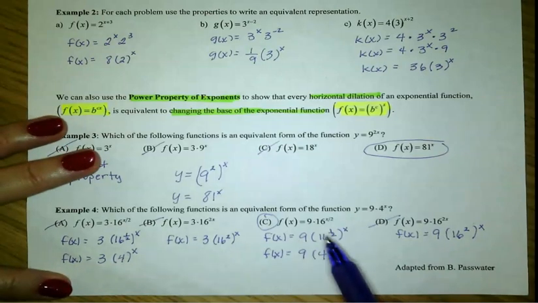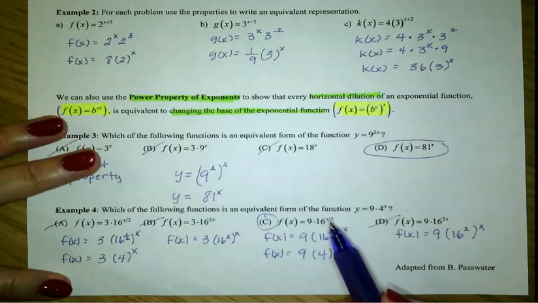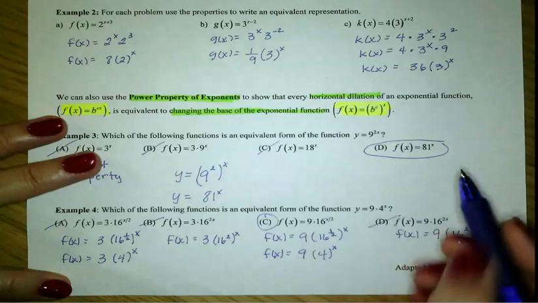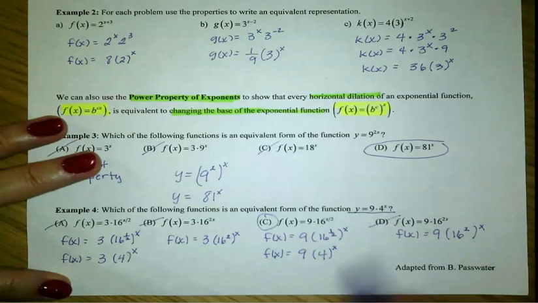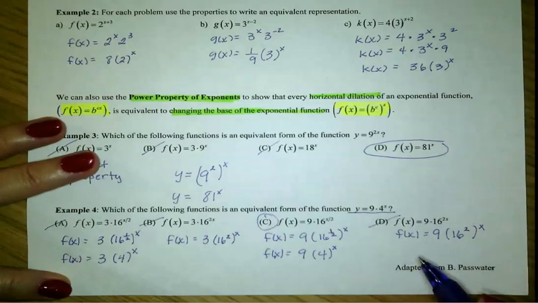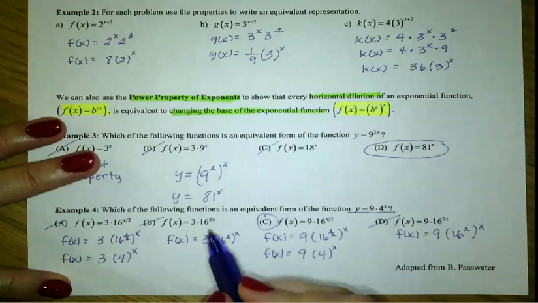When I went to C, I split it up again, thinking of this as 16 with the power of 1/2 x. So I raised 16 to the 1/2 and raised that to the x, much like I did in part A. So the square root of 16 is 4 raised to that x power, and I had a 9 coefficient, which is what I was looking for right here. So C was my choice, and I could easily have ruled D out as well because the same thing is true as what we did here.